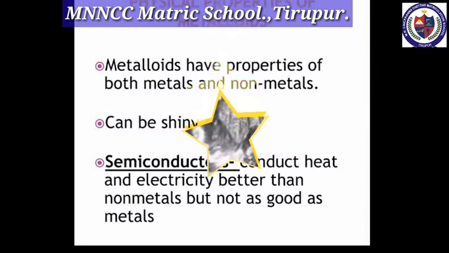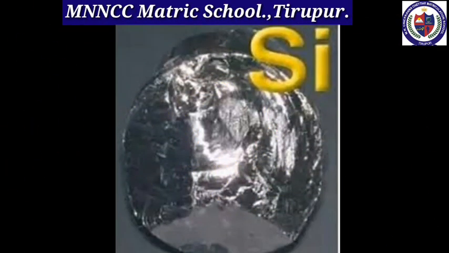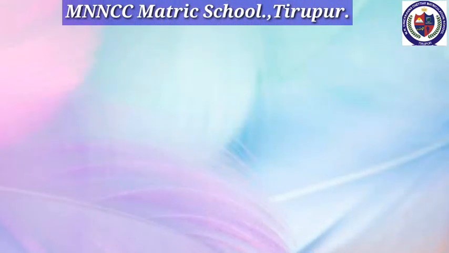Silicon, for example, appears lustrous but is neither malleable nor ductile. It is brittle, a characteristic of some non-metals. It is a much poorer conductor of heat and electricity than the metals.